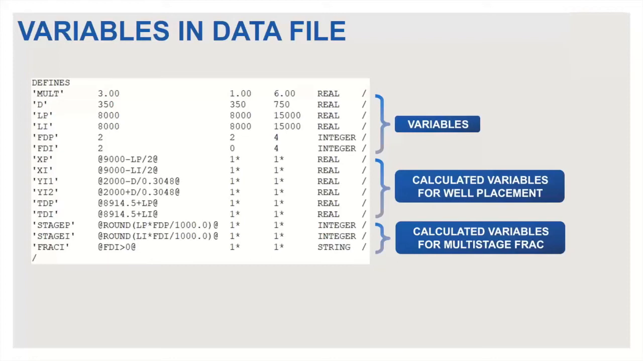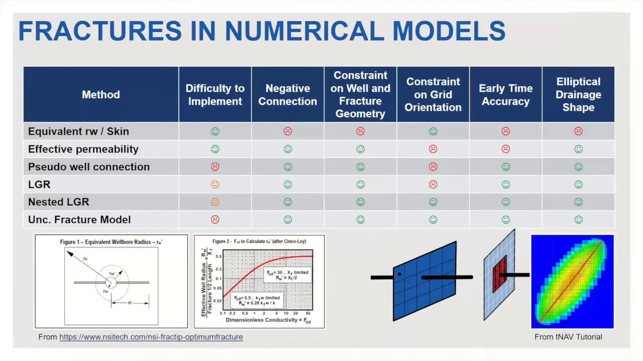And also another set of calculated variables is the number of stages. So we've set up as a variable the fracture density. However, if we want the number of stages, we have to calculate it, and it will depend on the length we've selected for the well. So this is another calculated variable. There are many methods available to model fractures in a numerical model, and each method has its pros and cons.